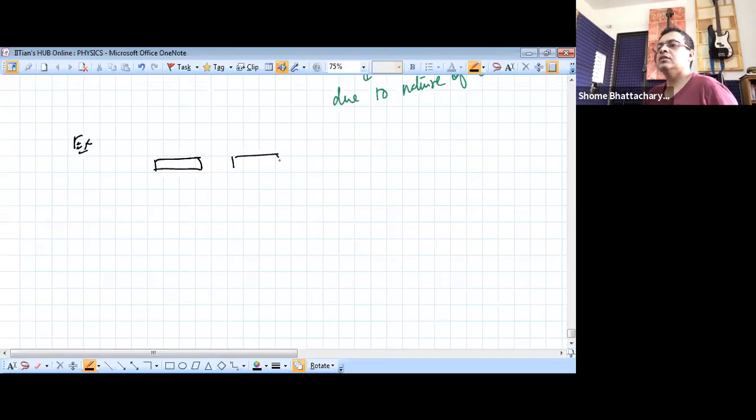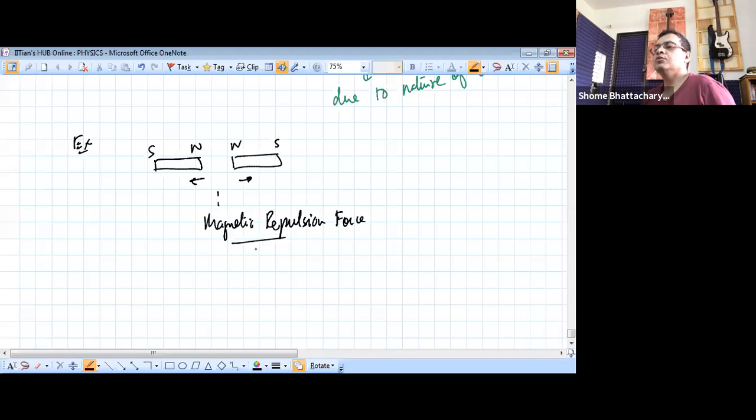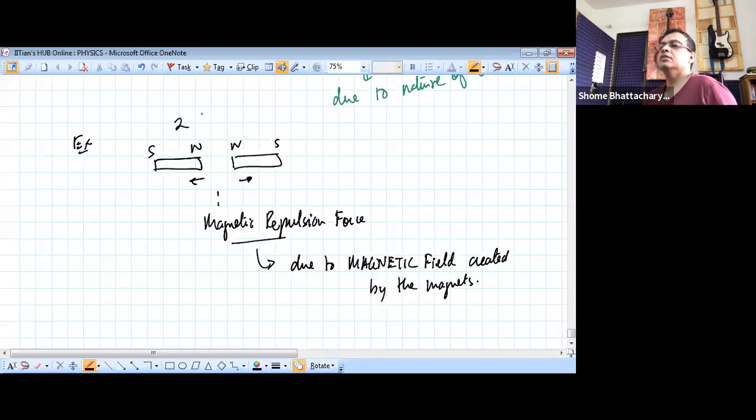Okay. Or another example would be, if you bring two magnets, they would tend to repel each other. So this would be magnetic repulsion force. So again, this comes from the magnetic field created by the magnets. These are two bar magnets. And so on and so forth.